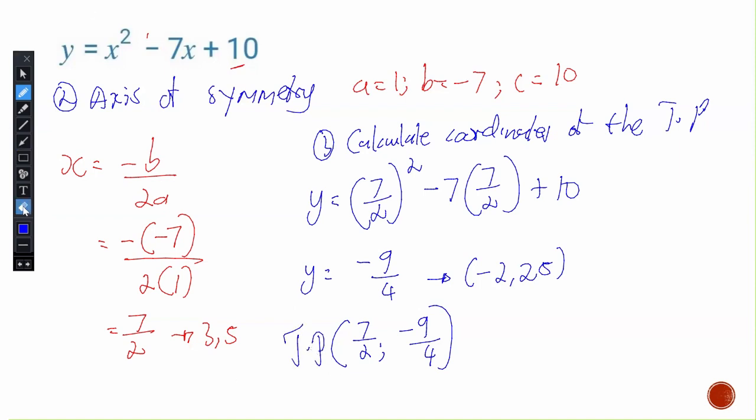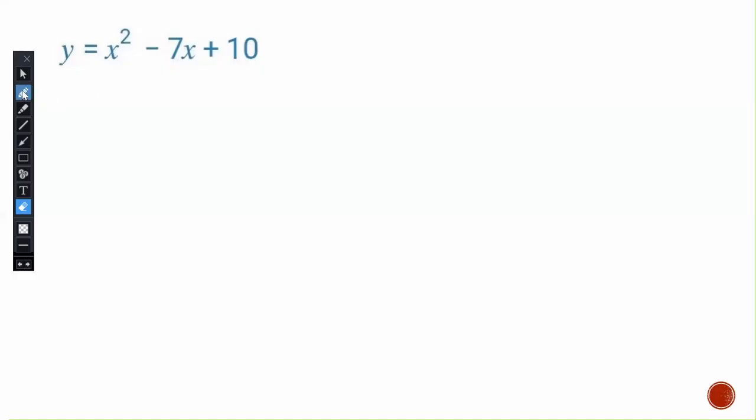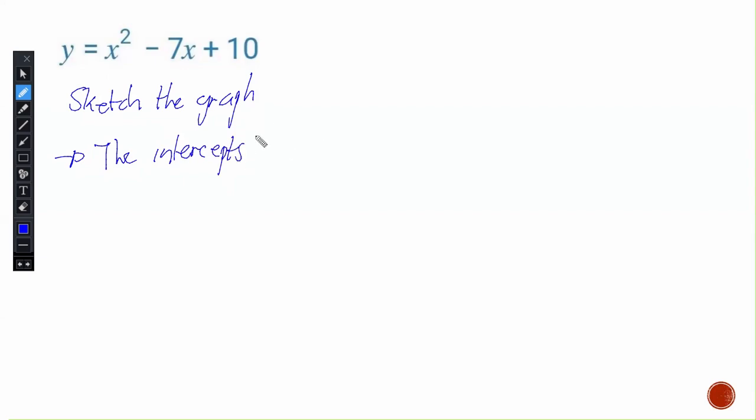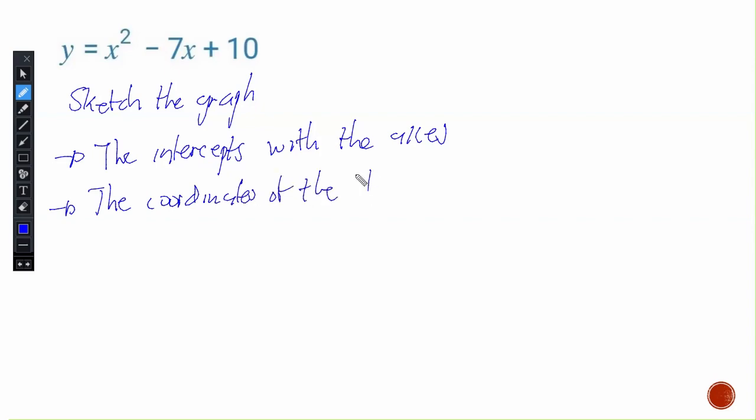Okay, so now we proceed. Number 4 would have us sketch the graph. We have already mentioned what to do when it comes to sketching the graph. You need to make sure that you clearly represent the intercepts with the axes, and then clearly represent the coordinates of the turning point. And then also make sure that you get the shape right.